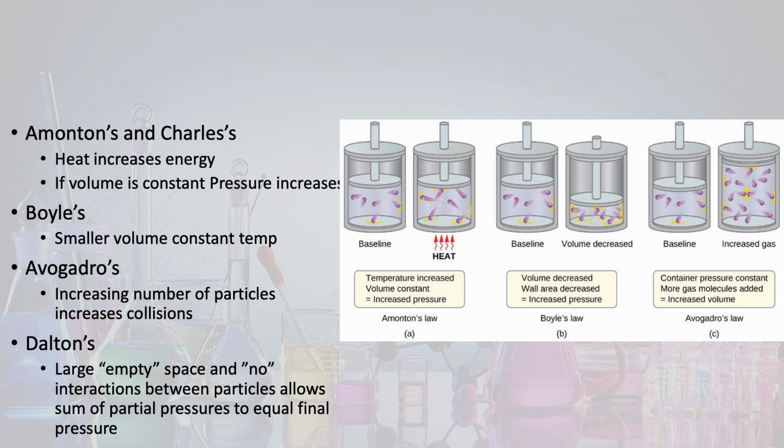Avogadro's law, where increasing the number of particles will increase the number of collisions, far to the right here, right? So as we said previously while discussing Avogadro's law, if we double the number of moles, we essentially double the pressure. But if that pressure is allowed to expand, we'll actually double the volume of the container instead. And then Dalton's law goes back to large empty space and, air quotes, no interactions between particles, which allows the sum of partial pressures to equal that final pressure, right? And so those are, again, some of the assumptions we make when discussing the ideal gas law.